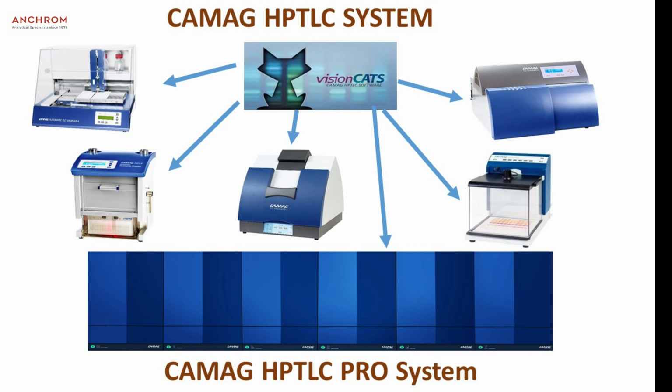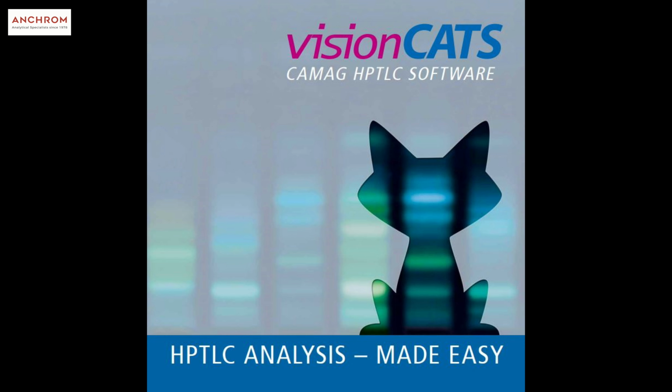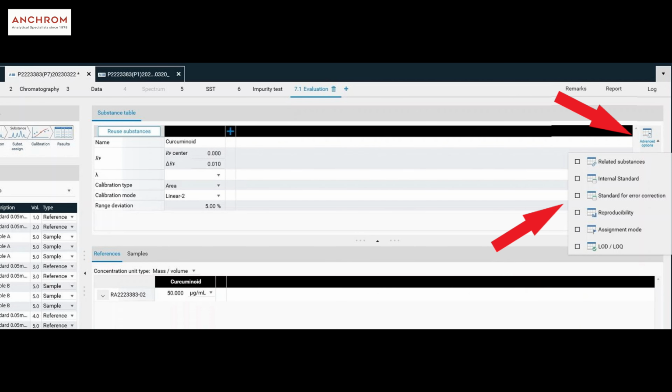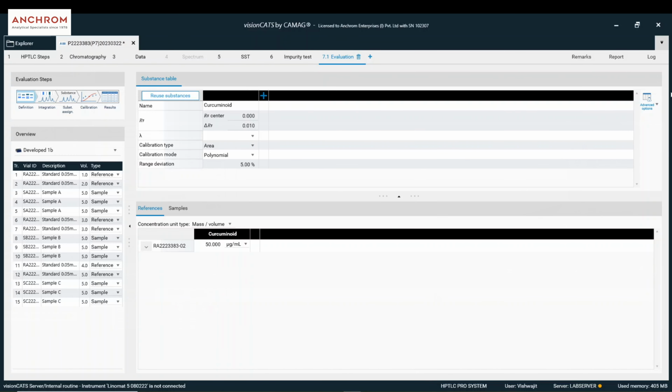In today's video, we'll explore the exciting new features introduced in CAMAG visionCATS version 4.0 software for HPTLC analysis. CAMAG continues to push the boundaries of HPTLC system control, offering innovative features that open up new possibilities across various applications. Now, let's take a closer look at the new features.